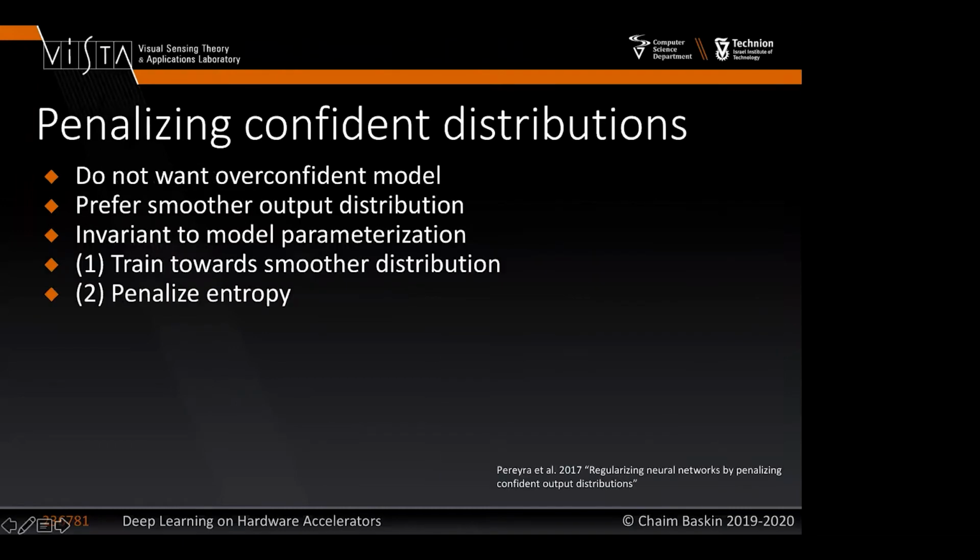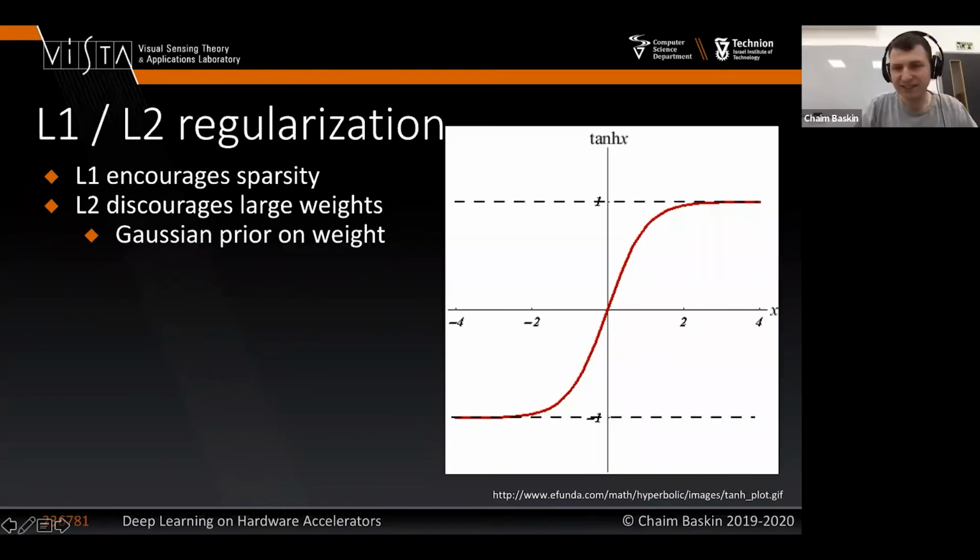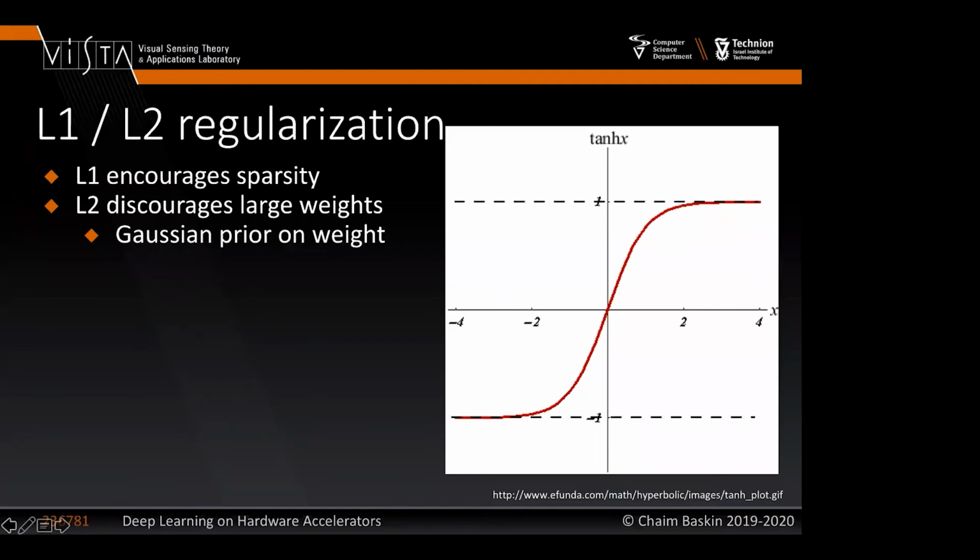Okay. A question? Of course, great. So you say L1 encourages sparsity. Why would we want to encourage that to begin with?